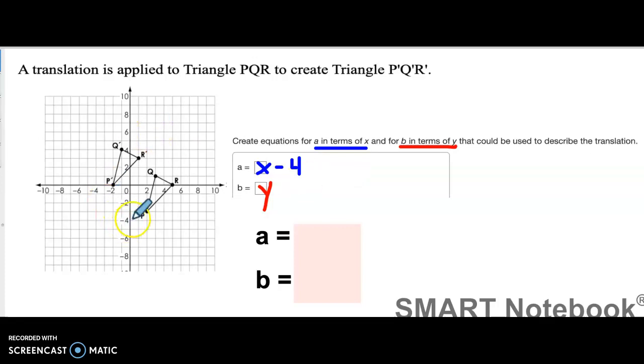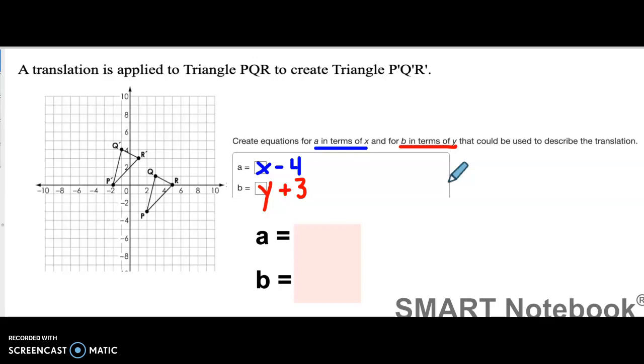Then after we move left 4, we have to move up 1, 2, 3 to get from P to P prime. So our B equation is going to be B equals Y plus, because we're moving up, 3. And that's saying the equation for B is we take our Y coordinate, we add 3 to it, so we move up 3 to get from P to P prime, or R to R prime, or Q to Q prime.